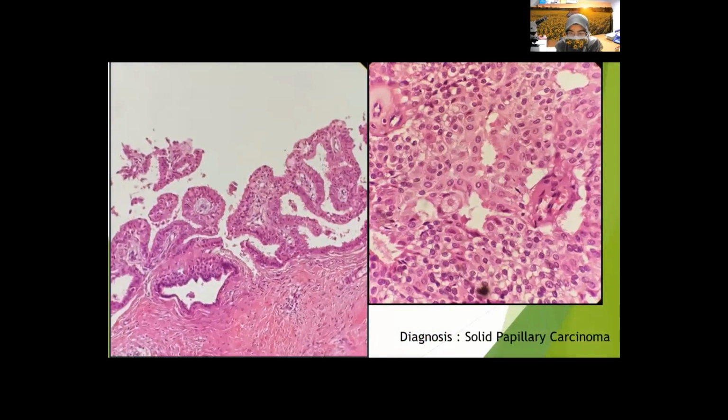So this is the other, more preserved area that I've taken the image of. You can appreciate the intratumoral blood vessels, and the cells are very bland looking, and hardly can we see any mitosis. The HPE diagnosis given was solid papillary carcinoma.